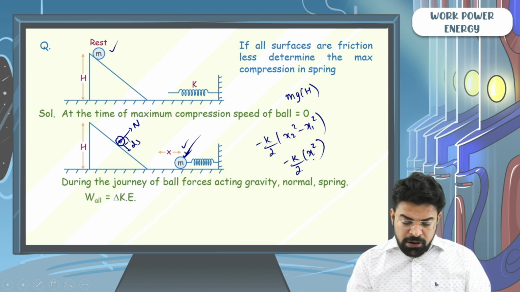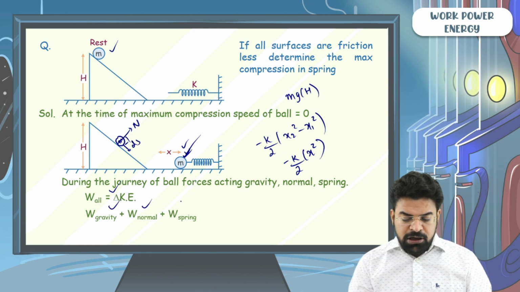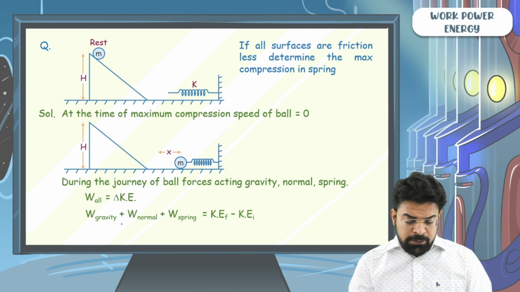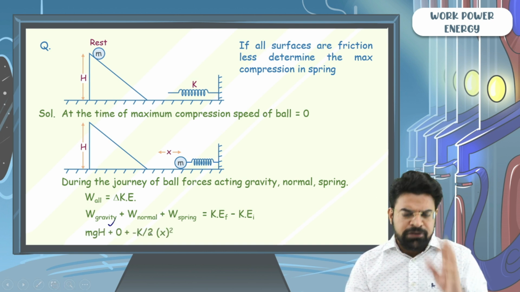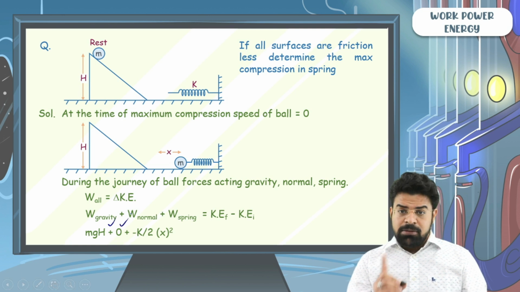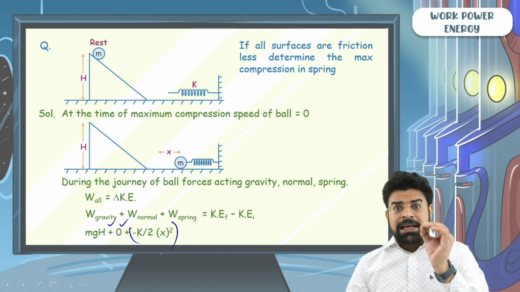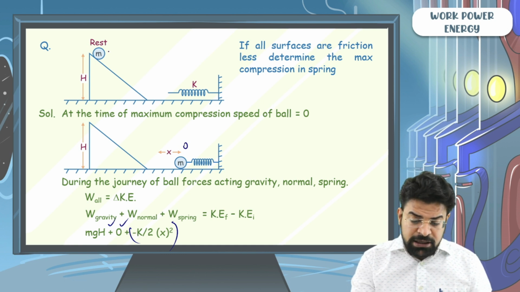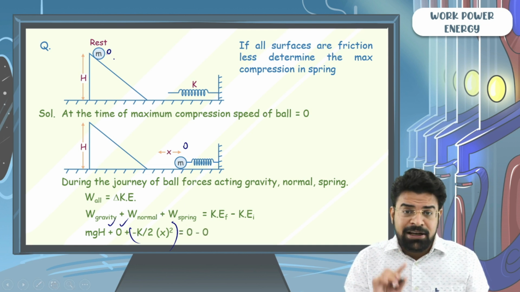So we will write work done by all the forces equals change in kinetic energy: work done by gravity plus work done by normal plus work done by spring equals change in kinetic energy. Work done by gravity will be mgh, the work done by normal of a fixed surface is 0, and the work done by spring is minus k by 2 x square. This has to be equal to the change in kinetic energy. The final kinetic energy is 0, the initial kinetic energy is 0. So what we get is 0 minus 0, which is again 0.